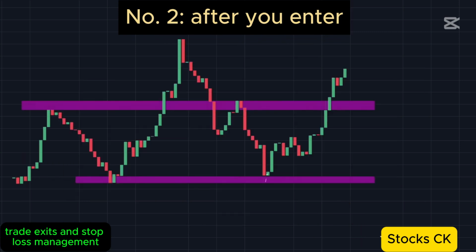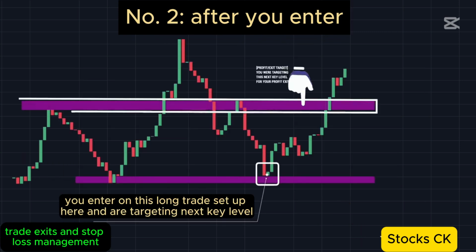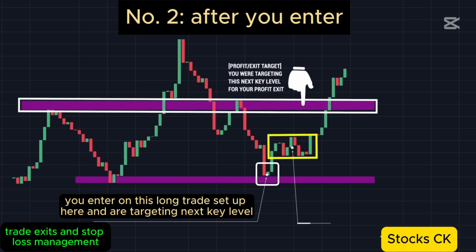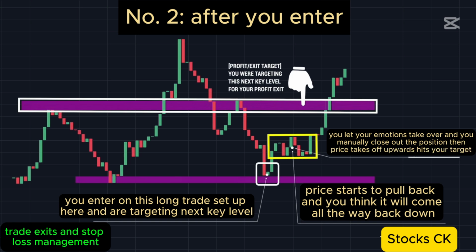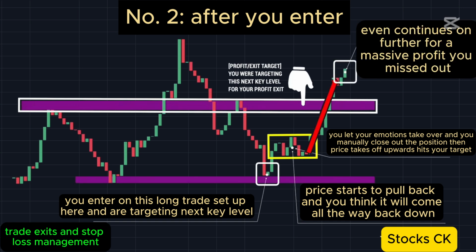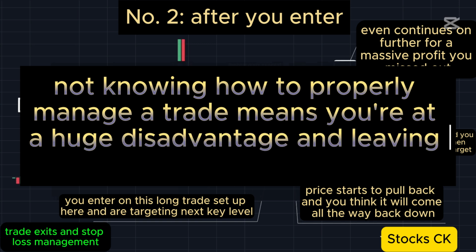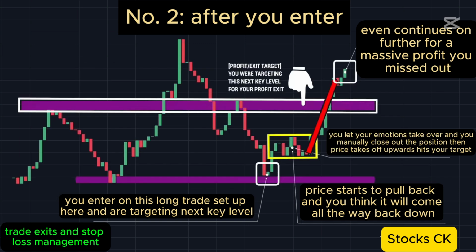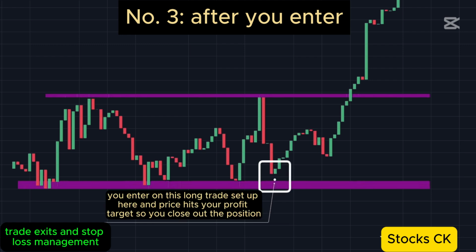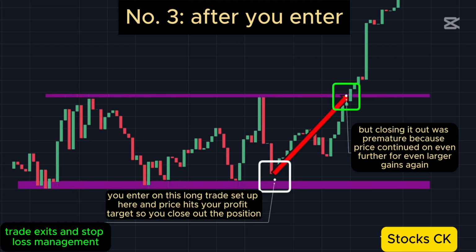Scenario number 2, you enter on this long trade setup here and are targeting this next key level. Price starts to pull back, and you think it will come all the way back down. So you let your emotions take over, and you manually close out the position. Then what happens? Price takes off upwards, hits your target, and even continues on further for a massive profit you missed out on. Not knowing how to properly manage a trade means you're at a huge disadvantage, and leaving a lot of money on the table. Scenario number 3, you enter on this long trade setup here, and price hits your profit target. So you close out the position, but closing it out was premature, because price continued on even further, for even larger gains again.